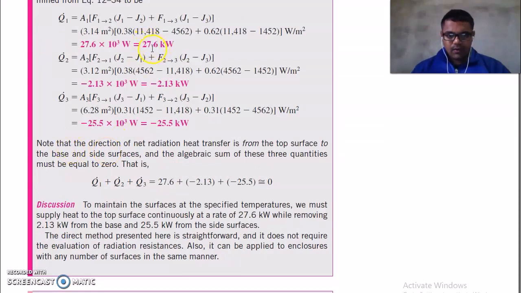In this equation you can see this term is positive and these two are negative. It means the direction of net heat transfer is from the top surface to both of these surfaces, and the algebraic sum of these 3 quantities must be equal to 0. It means to maintain the surface at a specified temperature, we must supply heat to the top surface continuously at a rate of 27.6 kilowatts, while removing this and this from the side surfaces.